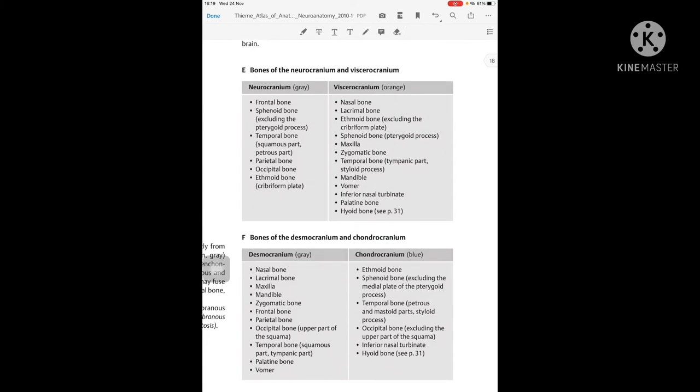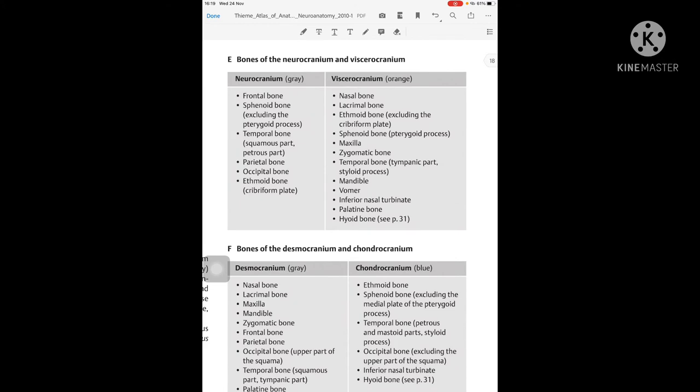If we are talking about the difference between the neurocranium and viscerocranium: the neurocranium has the frontal bone, and the viscerocranium has the nasal bone. The neurocranium has the sphenoid bone, and the viscerocranium has the lacrimal bone, excluding the pterygoid process of the sphenoid bone. Here the temporal bone is present in the neurocranium, the squamous part and the petrous part also. Parietal bone, occipital bone and ethmoid bone, the cribriform plate of the ethmoid bone, are present in the neurocranium. In the viscerocranium is the ethmoid bone, excluding the cribriform plate.